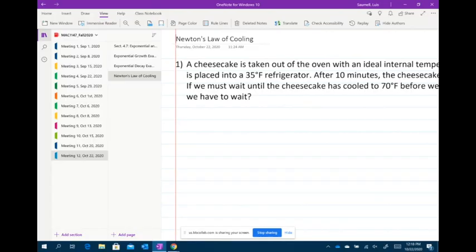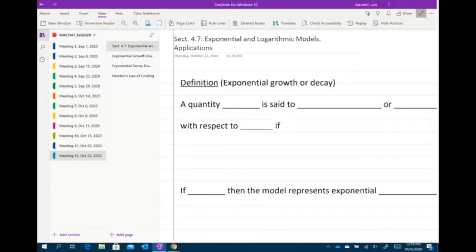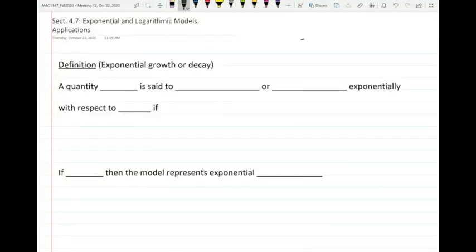Like if you bake a pizza and you take it out of the oven, maybe it's 500 degrees, it's super hot. How long do you need to wait until it reaches a temperature that you can eat, like 70 degrees or less? So this is Newton's law of cooling. We discuss some of these applications. All of these are under the umbrella of exponential and logarithmic models. All right, so right now I'm going to write something very general, and then we're going to look at the examples.